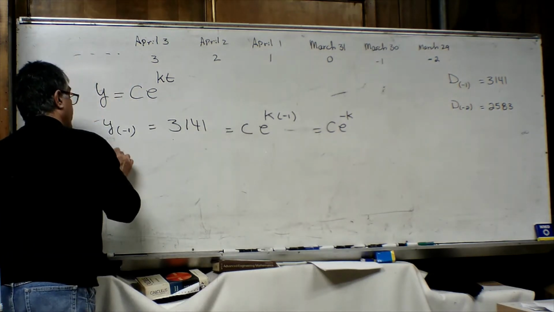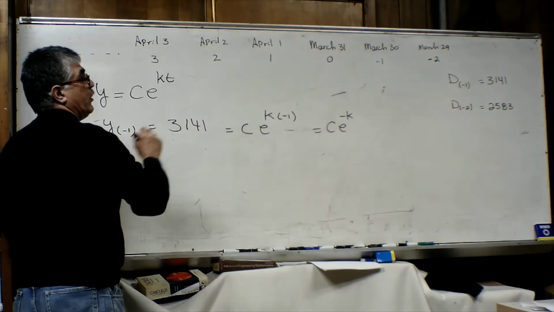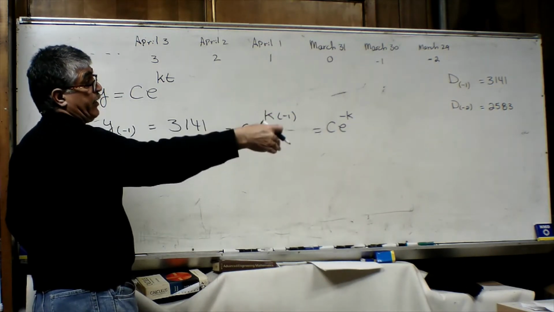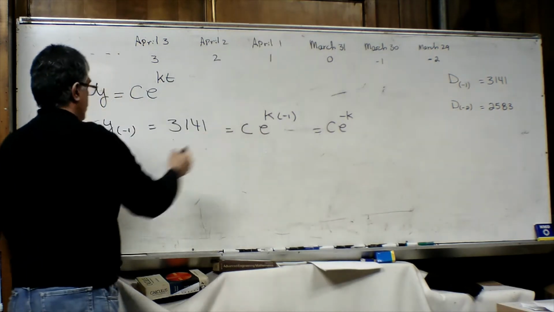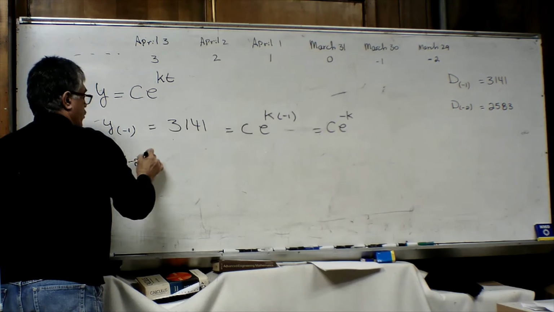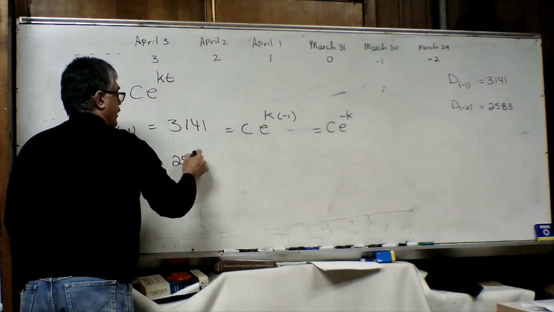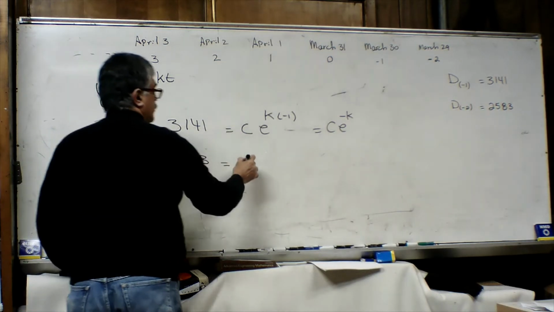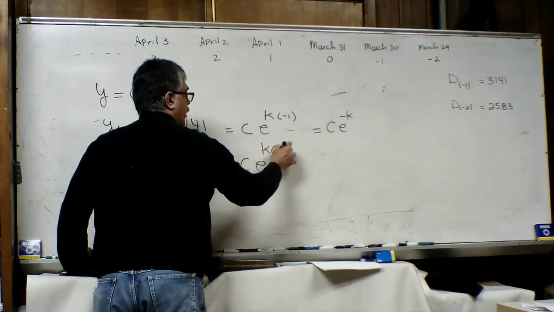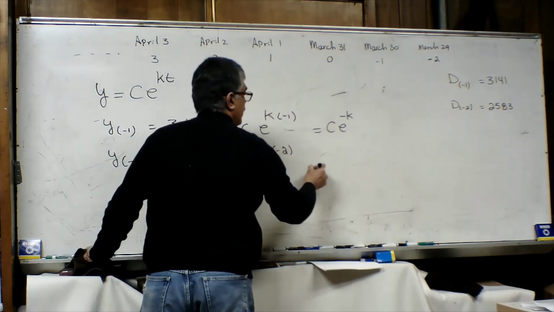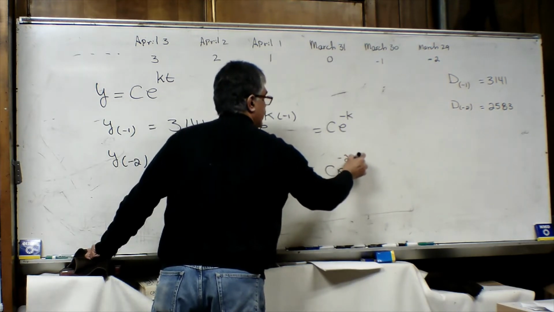And our death number 2 days ago, which was really reported yesterday, was 2583, which was for the day before. So at -2 is equal to 2583, which is equal to C e to power k times the time. Our time is -2, which is equal to C e to power -2k.